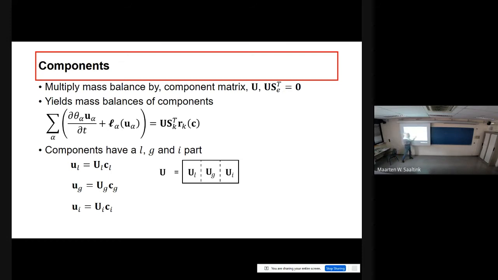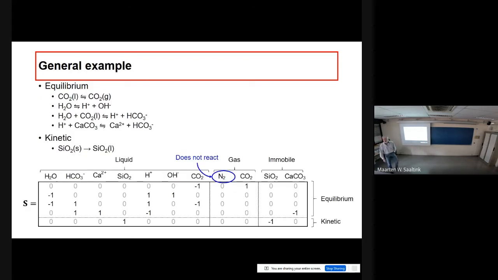Of course, I can also divide this U into a part for the liquid, the gas, and the immobile. And I can also define concentrations of a component in the liquid, gas, and immobile. Okay, this is very abstract, so just an example.